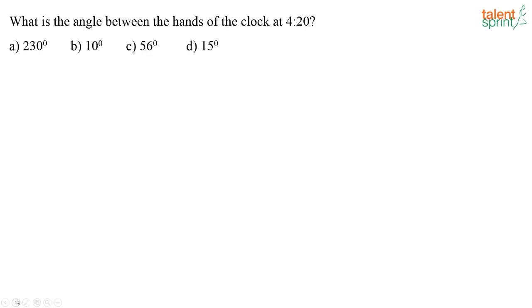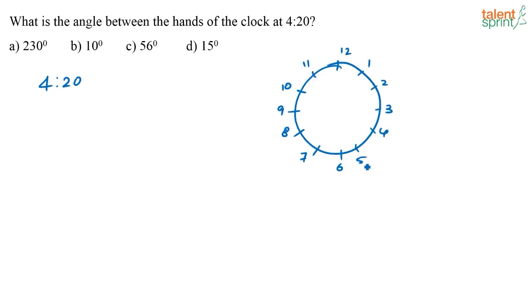Now let us look at a question wherein we have to calculate the angle between the hands of the clock. What does this question say? What is the angle between the hands of the clock at 4:20? So what is the time here? The time here is 4:20. So at time 4:20, how will the minute hand and the hour hand be? So how will the hour hand and minute hand be at 4:20?